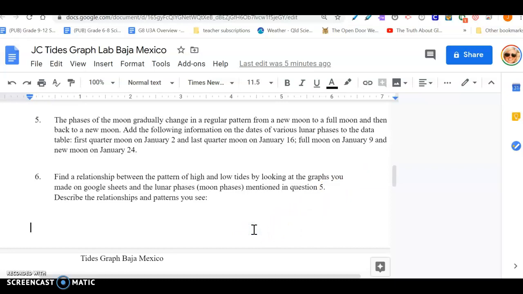And then finally, number 6, it says find a relationship between the pattern of high and low tides by looking at the graphs you made on Google Sheets and the lunar phases, those are the moon phases, mentioned in question 5. Describe the relationships and patterns you see.